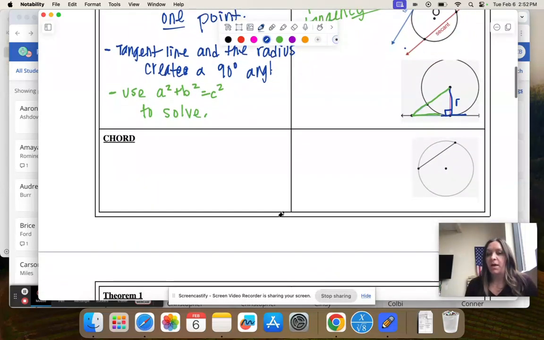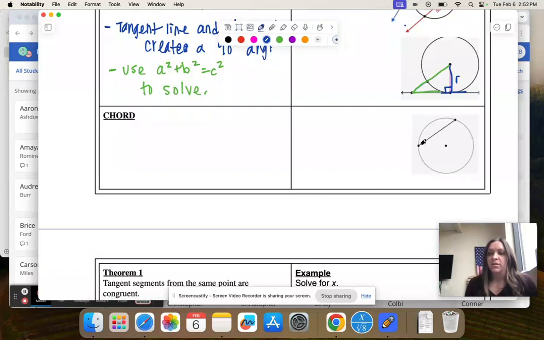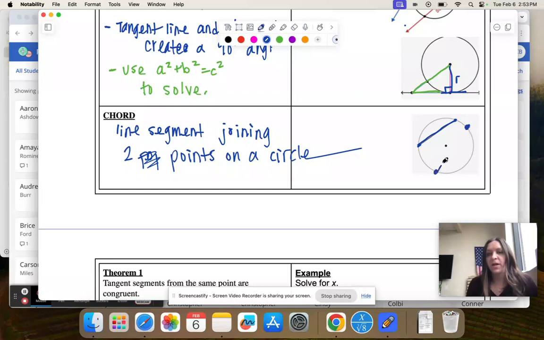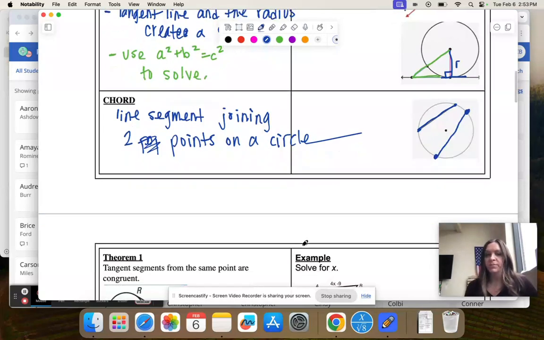Okay, our last vocabulary is a chord. So it's this line in the circle. A line segment joining 2 points on a circle. So you pick 2 points and connect them. That is called a chord.